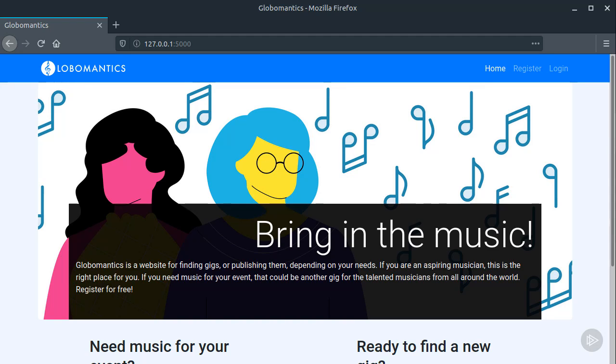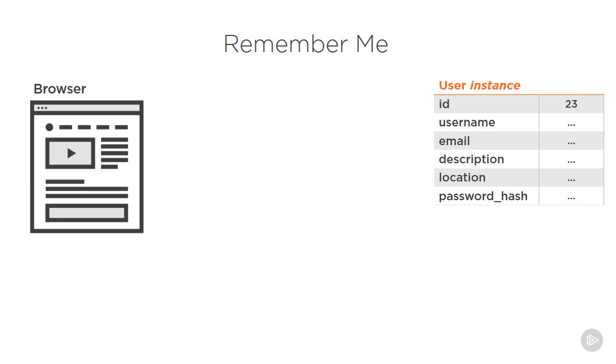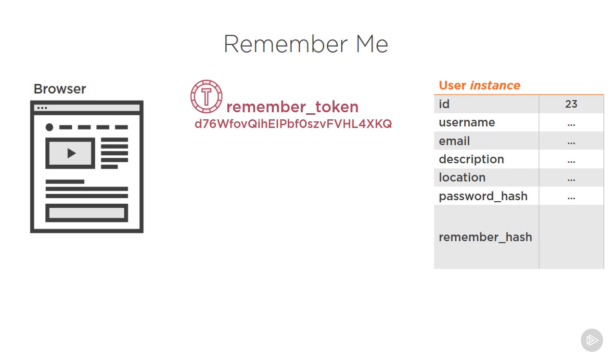Session cookie will only exist until you close the browser, which is useful, but some users may want to be remembered so that they don't have to log in every time they open the browser again. So here is the plan. Let's say that each user has an additional column in the database called Remember Hash. If the user checks off the Remember Me checkbox, we will generate a random token. This token will be sent to the user's browser inside of the Remember Token cookie.